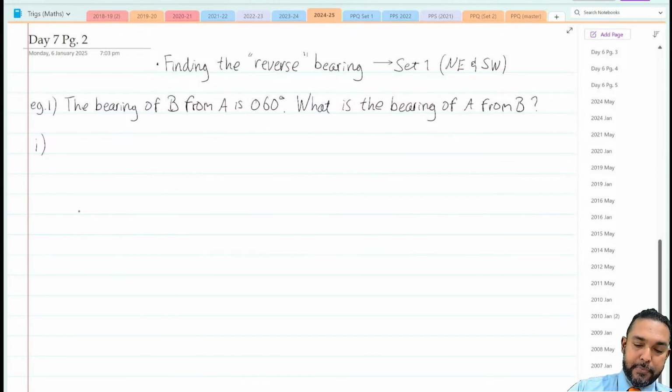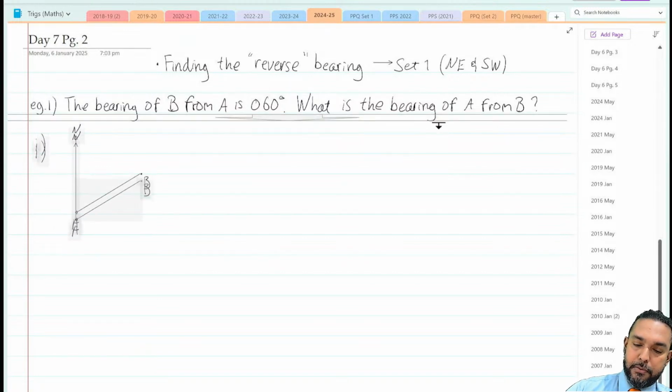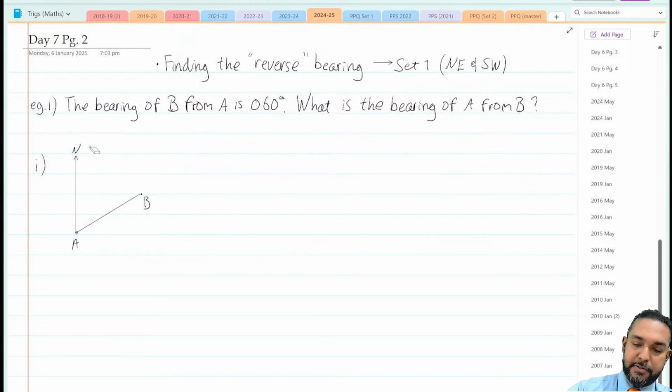So let's start there. Let's put a point A. Let's put a point B. Now, you don't have to get a protractor or a compass or anything like that. You're just making a little bit of an estimate here. So that's your north line there. Let's push it down 1 line so we have a little breathing space. Good. So we have a north line here.